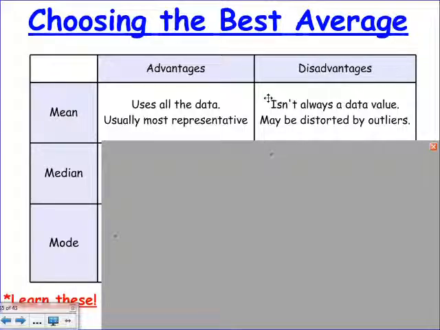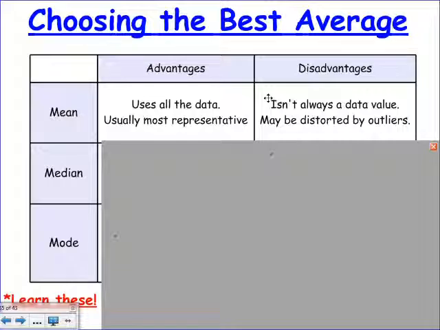So an advantage of a median is that it's not affected by outliers, because when you have an odd set of data, it sits in the middle of the data. Okay? However, if you have a set of data like this, what's the median?